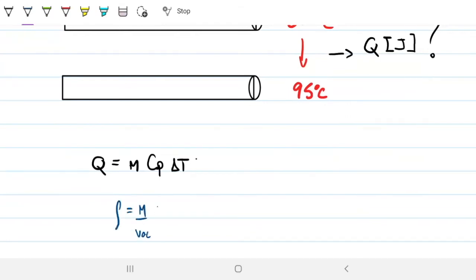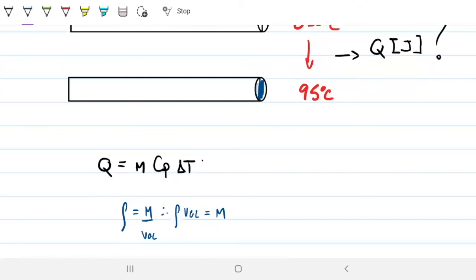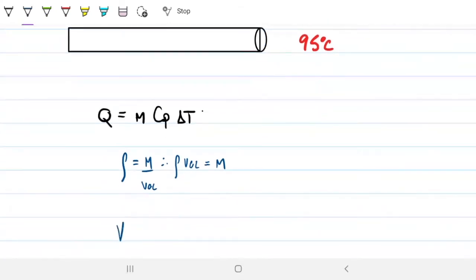So if I want to find the mass, all I need to do is multiply the density by the volume. So let's go ahead and find the volume of this guy. This is a steel rod. If you take this area that I drew in blue and multiply by the length, I can get the volume of this rod, right? So it's the volume of a cylinder. The volume will be my pi r squared times my length.